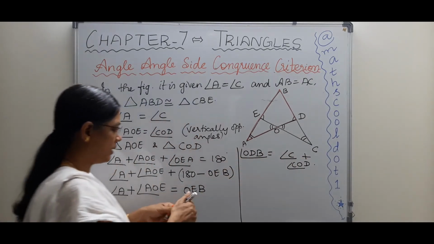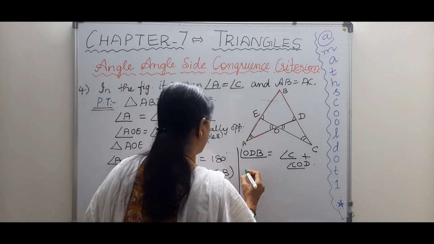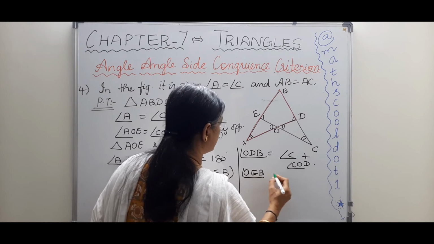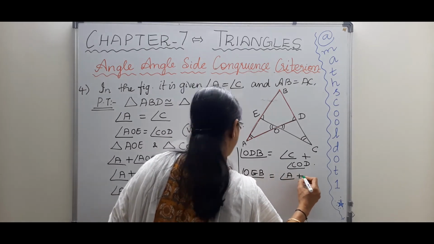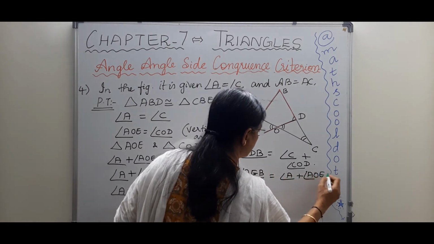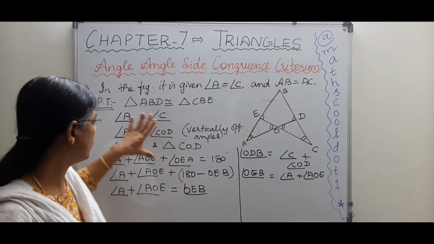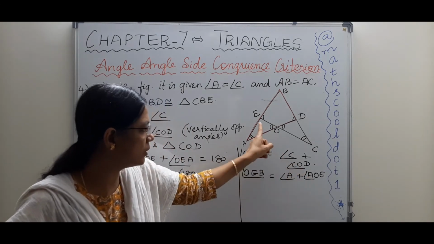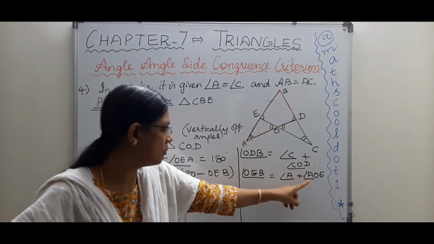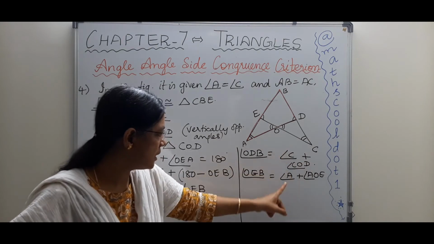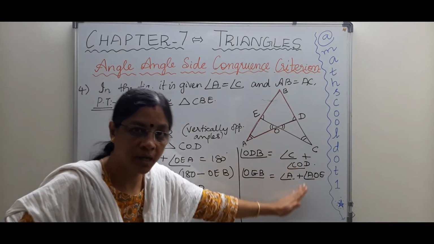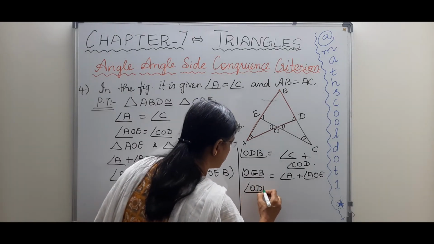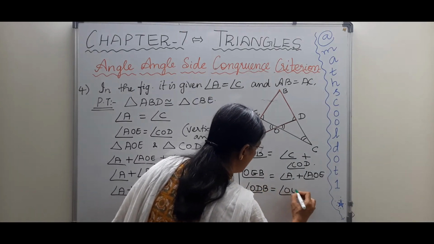See, angle AOE is equal to angle COD because they are vertically opposite angles, and angle A is equal to angle C. See, angle A plus AOE, angle C plus COD. I'll write it here: OEB is equal to angle A plus angle AOE. Okay, so we have here that angle A is equal to angle C and angle AOE is equal to angle COD because they are vertically opposite angles. So since the right hand side is equal, we have the left also to be equal. So automatically ODB is equal to OEB.